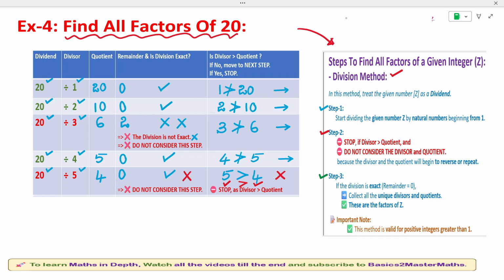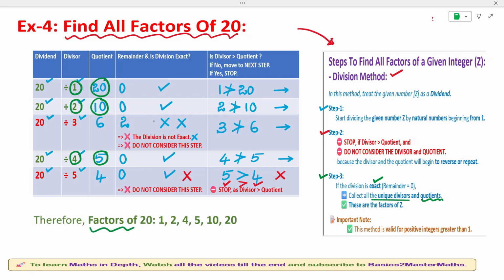Step 3. If the division is exact, collect all the unique divisors and quotients. In this case, they are 1, 2, 4, 5, 10 and 20. Therefore, factors of 20 are 1, 2, 4, 5, 10 and 20.